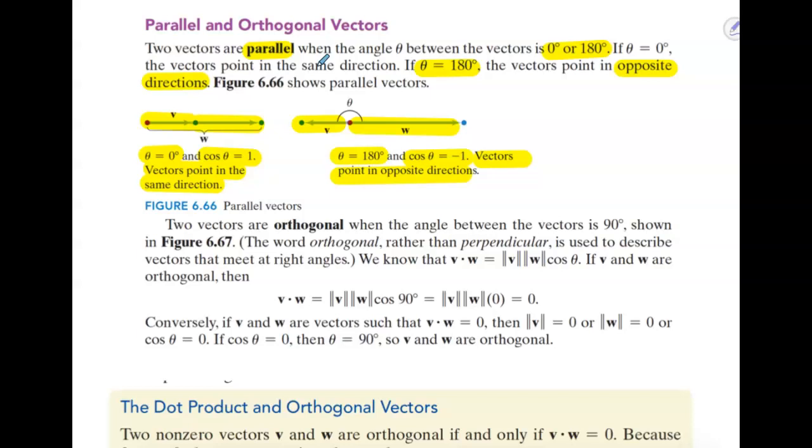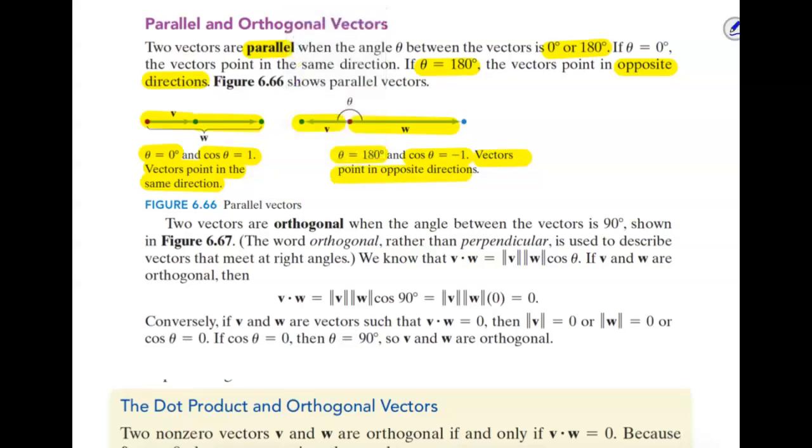The other topic is when two vectors are orthogonal. What does that mean? Orthogonal means when two vectors are 90 degrees or perpendicular to each other. So let's go ahead and highlight. Orthogonal is when the angle between the vectors is 90 degrees. So you want to think of orthogonal as perpendicular.